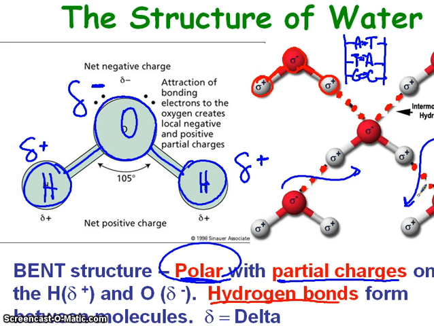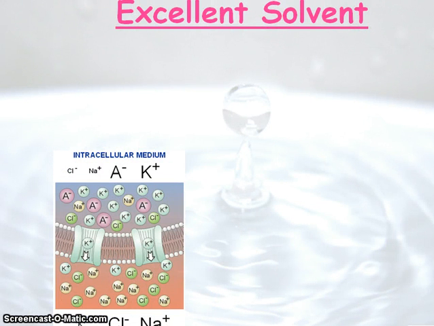So your book donates an entire chapter just to the properties that water has. Because this structure, this whole polar covalent with the partial charges and hydrogen bonds, that's basically the key to what allows life to exist on this planet. All right, so properties of water.